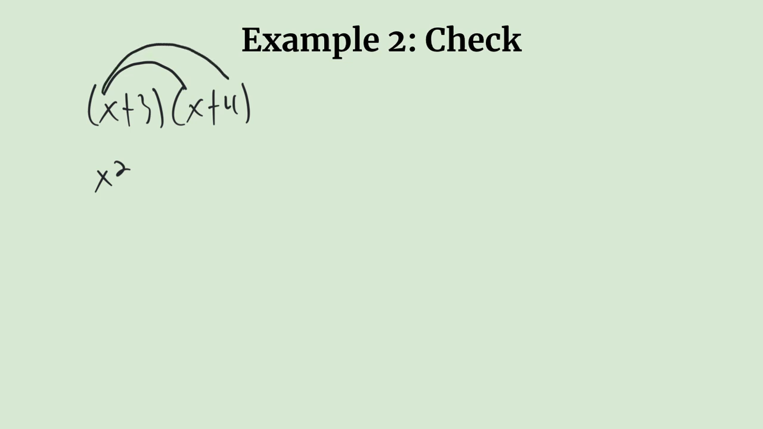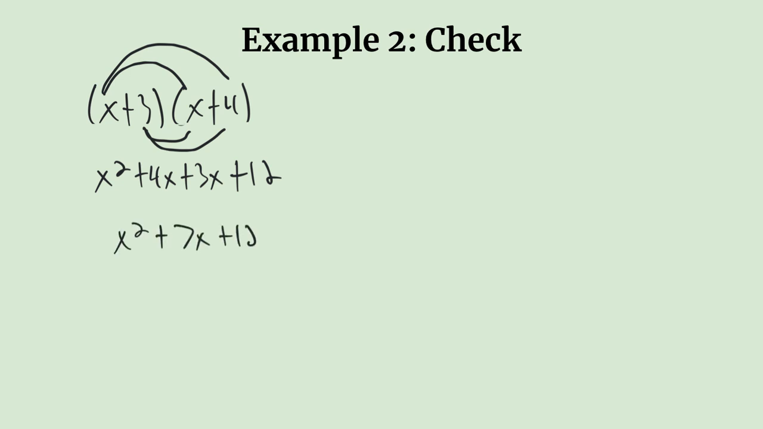It was x plus 3 times x plus 4. So we FOIL this out. x times x is x squared. x times 4 is plus 4x. 3 times x is plus 3x. And 3 times 4 is plus 12. So we get x squared plus 7x plus 12. And then we have a remainder of 1. So we're going to add 1 to this. And we get x squared plus 7x plus 13, which is what we started with in the last problem.